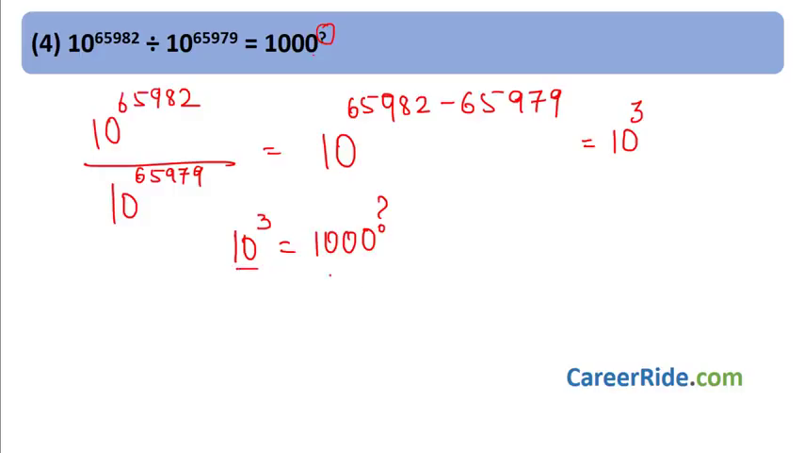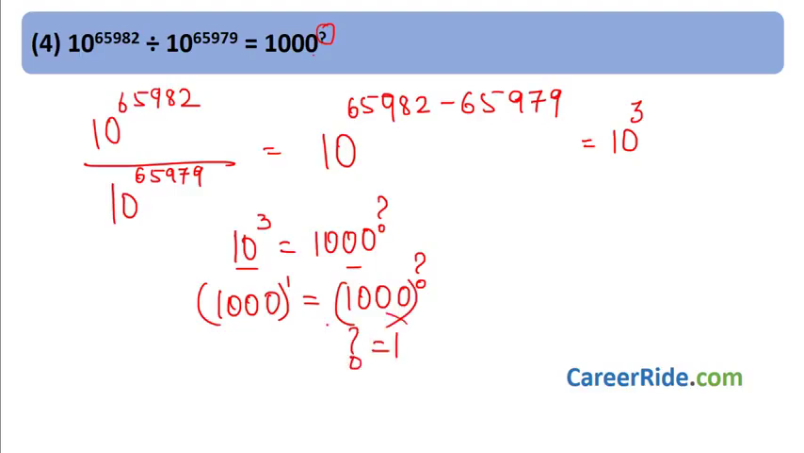Okay, here the base is not the same. Let us see if we can make the base the same. Now over here it is 1000, here it is 10. 10 raised to 3 is how much? 1000. That would be equal to 1000 raised to question mark. This is nothing but 1000 raised to 1. Okay, so comparing, what do we get? Question mark equal to 1. So 1 is the answer.